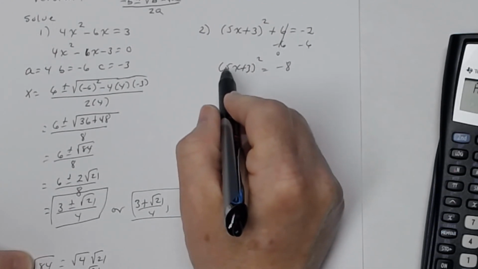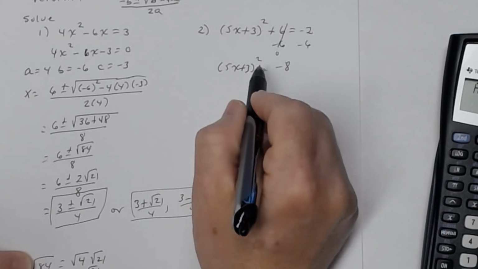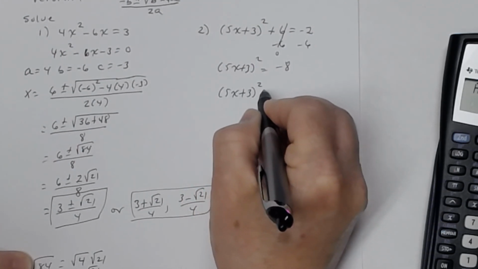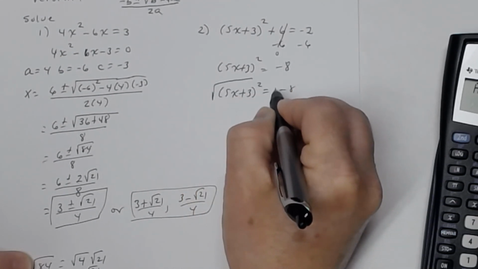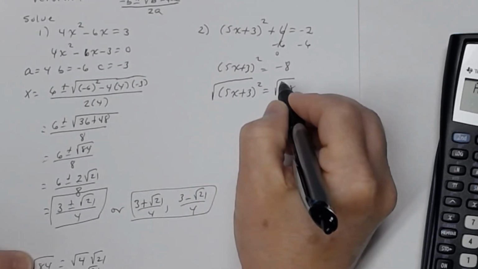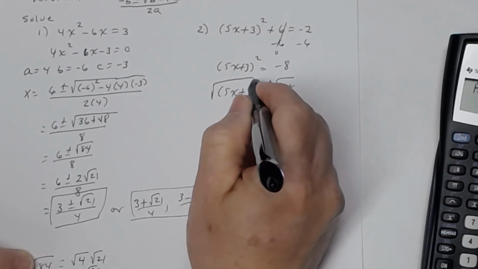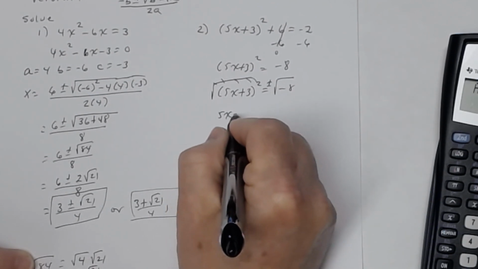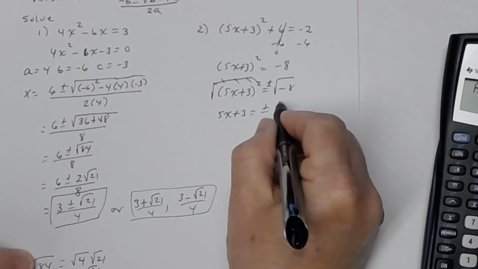Now at that point, I have to isolate this variable expression, so I need to get rid of the squaring operation. I'm going to go ahead and rewrite this over. And remember, the opposite of squaring is to take the square root, but what you do to one side, you have to do to the other. And remember, whenever you take the even root of both sides of an equation, you have to consider that plus or minus part. And so the square root and the square root undo each other, so you're left with this variable expression, 5x plus 3, equal, and then plus or minus the square root of a negative 8.